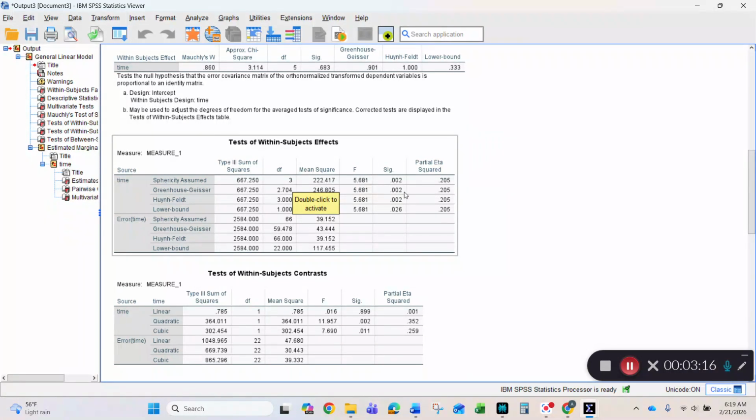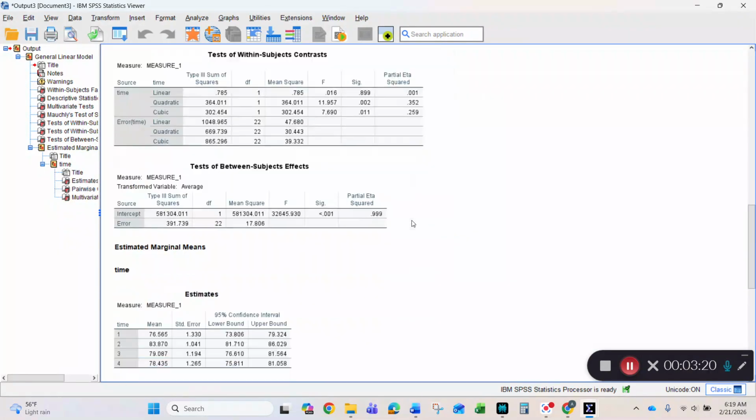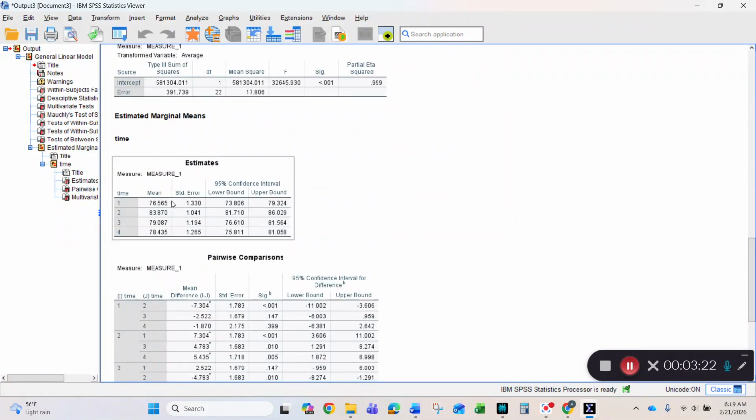Now that I know that I have a significant difference, let's look at the mean values to see where those differences occur. And again, I can see that number 2 has a mean value of 83.87, which is much higher than the mean values for 1, 3, and 4. So I'm guessing that number 2 is our main outlier, but let's look at the pairwise comparisons to further understand that.